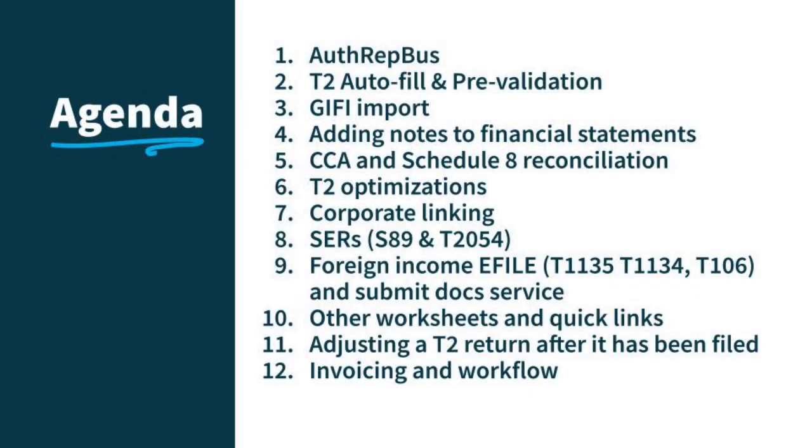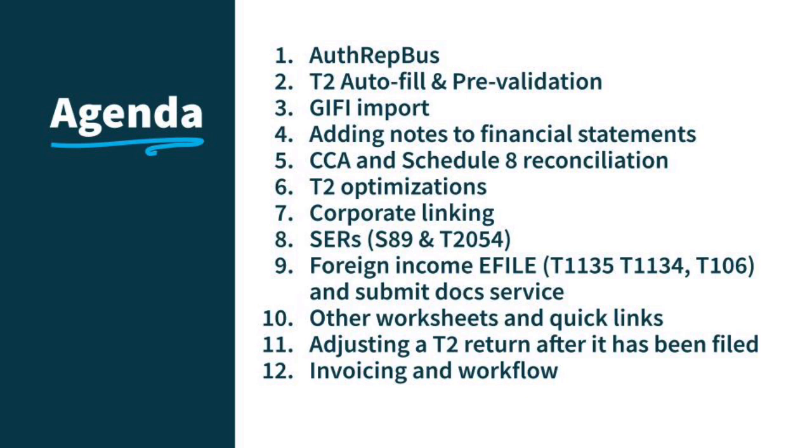So what we're going to cover today is AuthRepBus and how to file that. We're going to talk about the T2 autofill option and the pre-validation option, GIFI import, where you're going to put your notes to financial statements and what happens with those in the transmission. We're going to do a little bit on CCA and the Schedule 8 reconciliation. We'll talk a bit about the T2 optimizations worksheet.